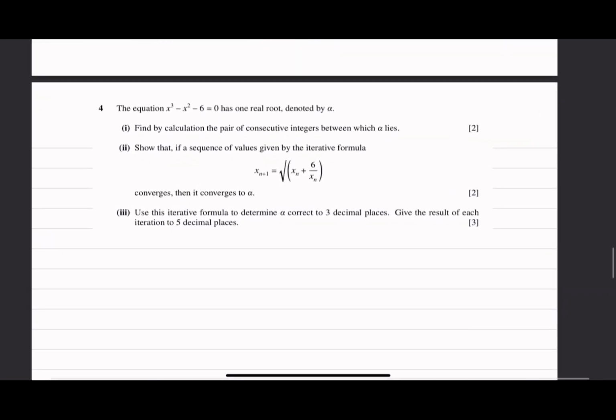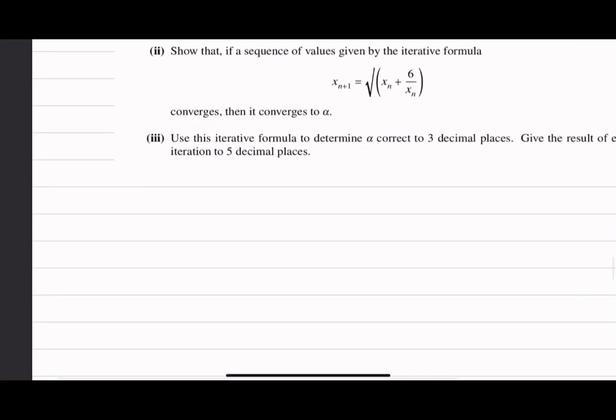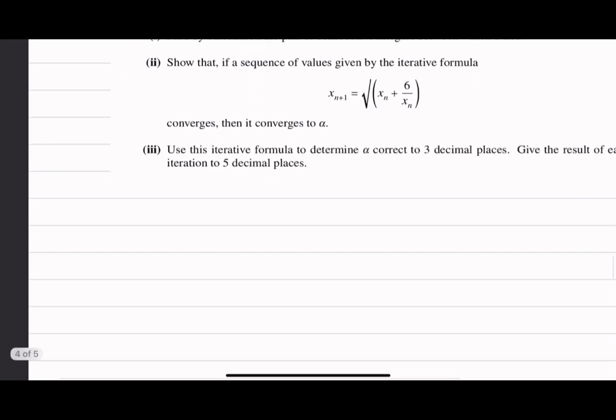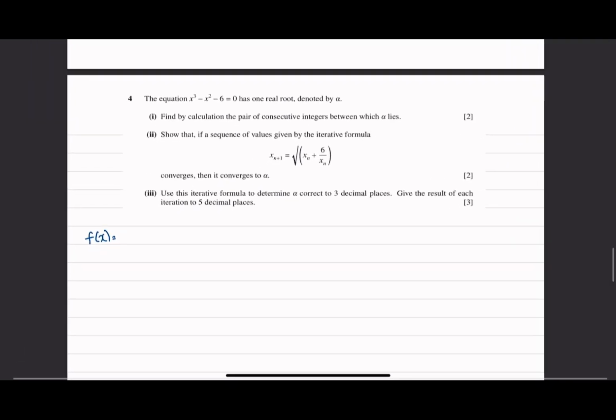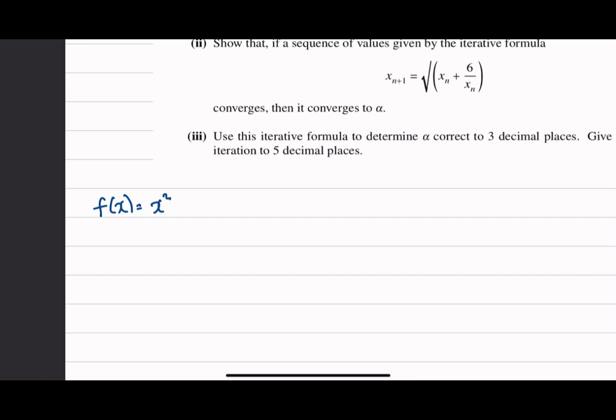Now moving on to question number 4. The equation x cubed minus x squared minus 6 equals 0 has one real root denoted by alpha. Part 1. Find by calculation the pair of consecutive integers between which alpha lies. So let's denote this using f(x) equals x cubed minus x squared minus 6.